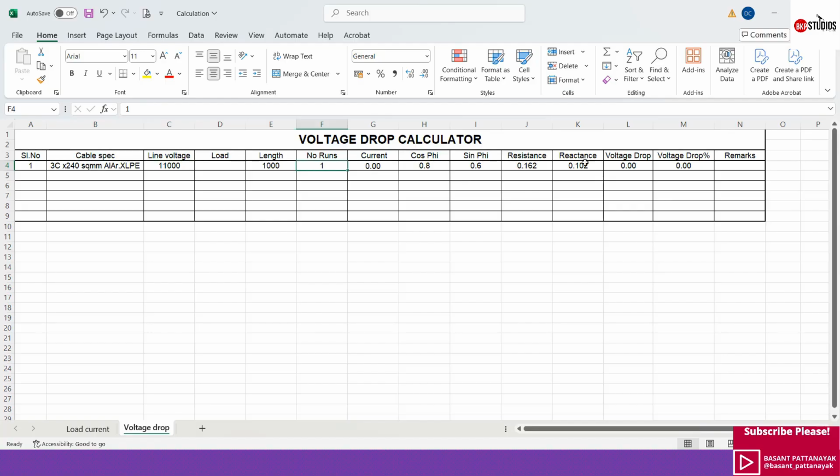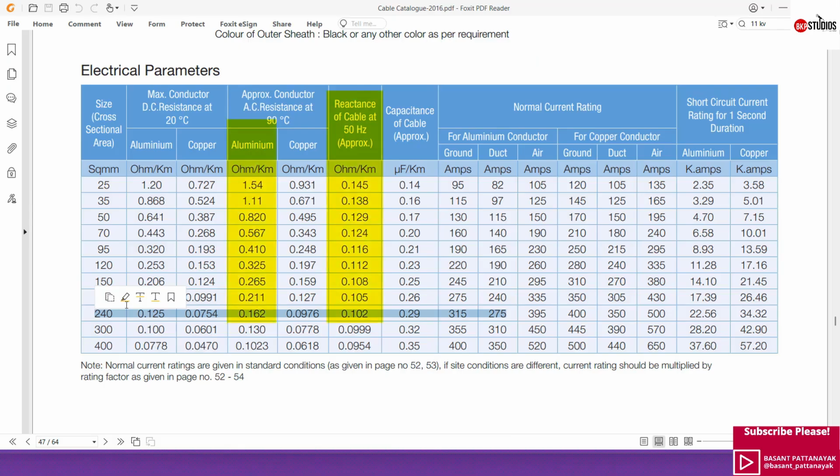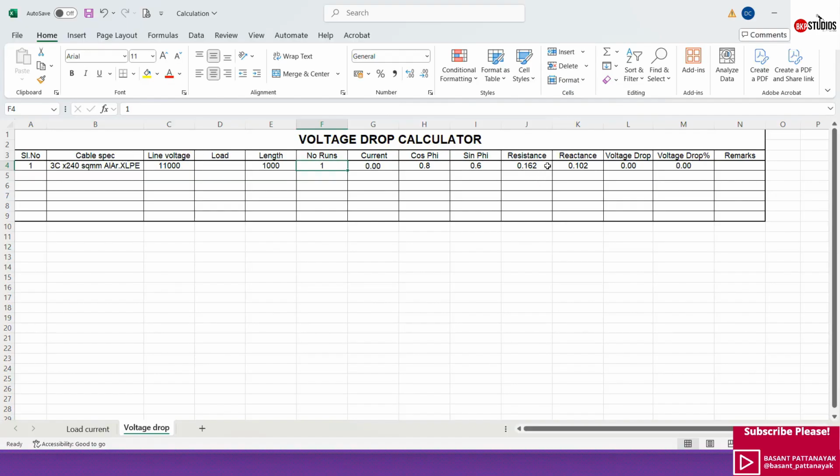Then resistance and reactance. Where will we get this resistance and reactance? Either you will get it from the standards or from the cable catalog. If you look at the cable catalog, for the 240 square mm aluminium conductor, resistance is 0.162. Reactance is 0.102. Just enter the values in this column. Resistance 0.162. Reactance 0.102. Power factor I am considering as 0.8.